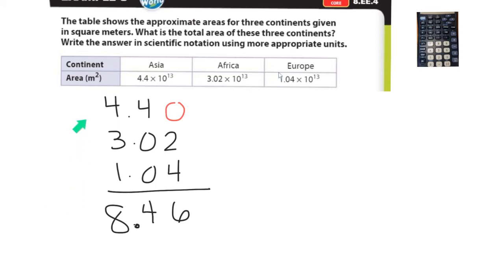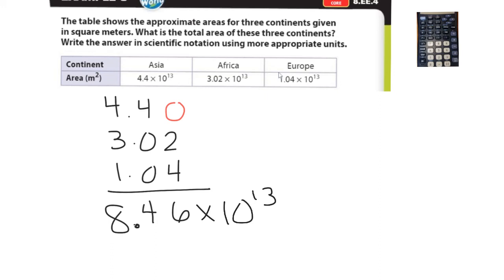Okay, so far what I've done is I've put down the multiplier for Asia, Africa, and Europe. And since I had this empty space, I just threw a 0 in. Then I added straight down. Remember to line up your decimal points when you add or subtract. So that gave me 8.46 times 10 to the 13th power.